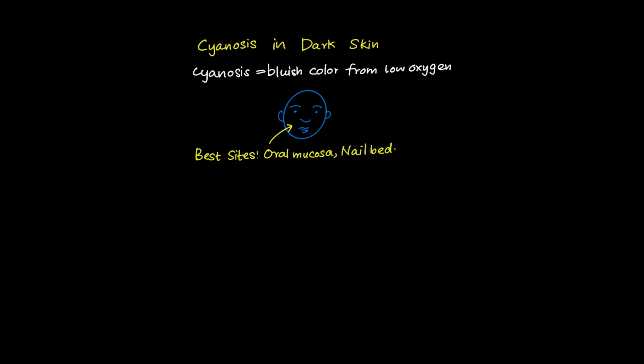So where do you look? Oral mucous membranes and nail beds. These sites have minimal melanin interference, so the bluish tint from low oxygen actually shows through. The conjunctiva inside the lower eyelid is another reliable site for the same reason.